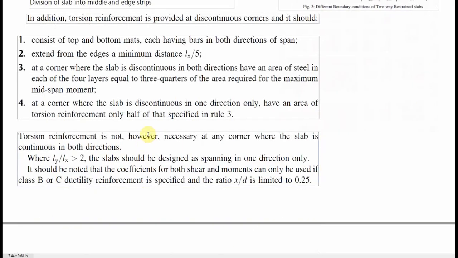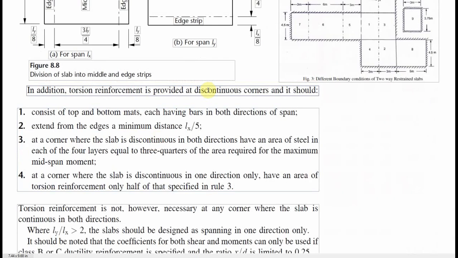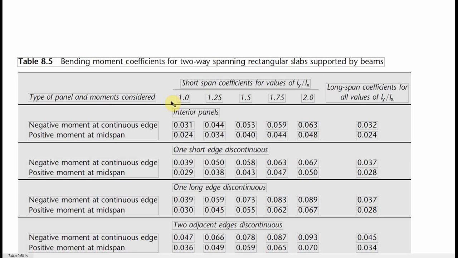Now all this stuff, they are what I have explained to you. So the same procedure we did in the other one is what we are going to do, but this one is just an illustration so that you know what we mean by two adjacent edges discontinuous and things like that. So we have what we call a negative moment close to the support. So that's why we use this one, the negative moment, and the other one for the other one.